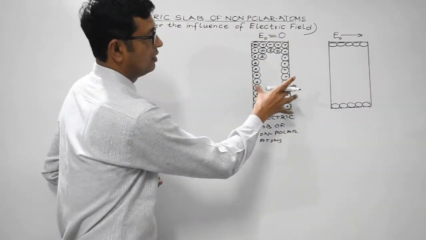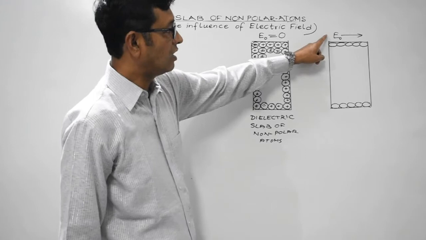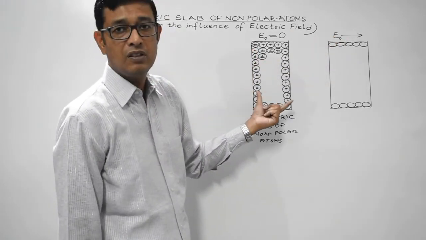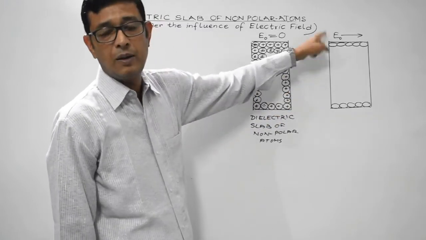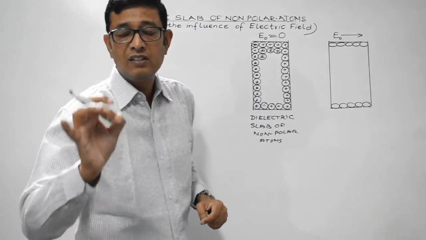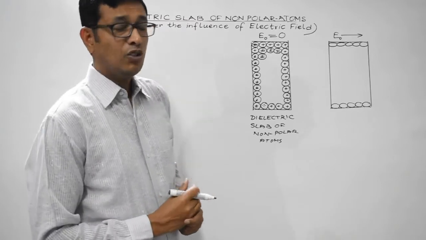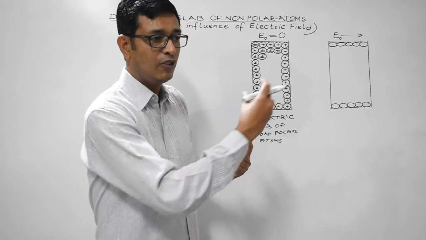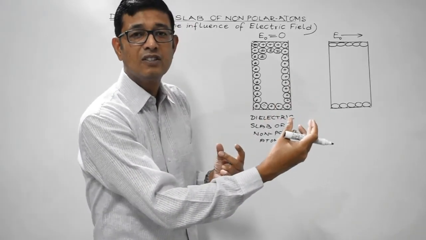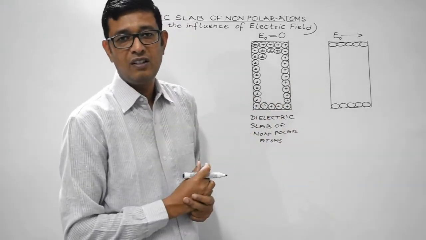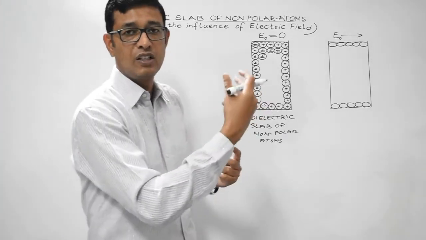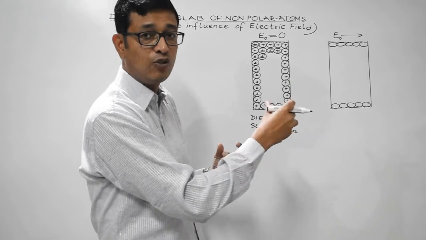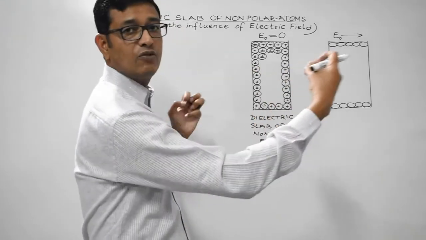Now, the same dielectric slab is placed under the influence of this applied field. So E0 is the applied electric field. Now students, we have discussed in the previous session, when a non-polar atom is under the influence of an external applied field, then stretching of the atom will take place. The positive charge will experience force along the direction of the electric field. The negative charge will experience the same force but in the opposite direction. So the stretching of the atom will take place.